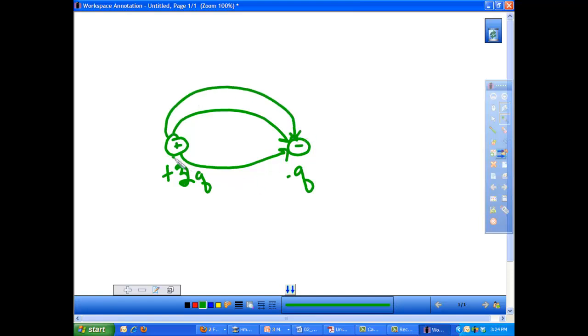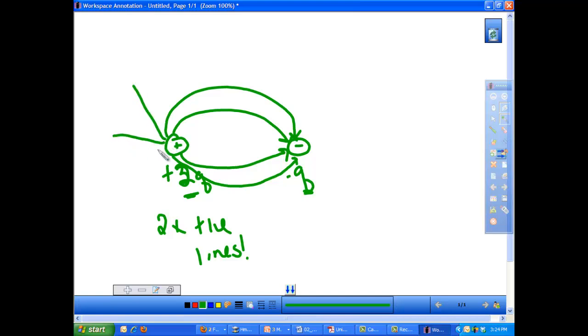But this guy here has twice the charge as this one. This means he needs to have twice the field lines. So if we look over here on our negative charge, he has 4 field lines: 1, 2, 3, 4. So that means that the positive one needs to have 8 field lines: 1, 2, 3, 4, 5, 6, 7, 8.